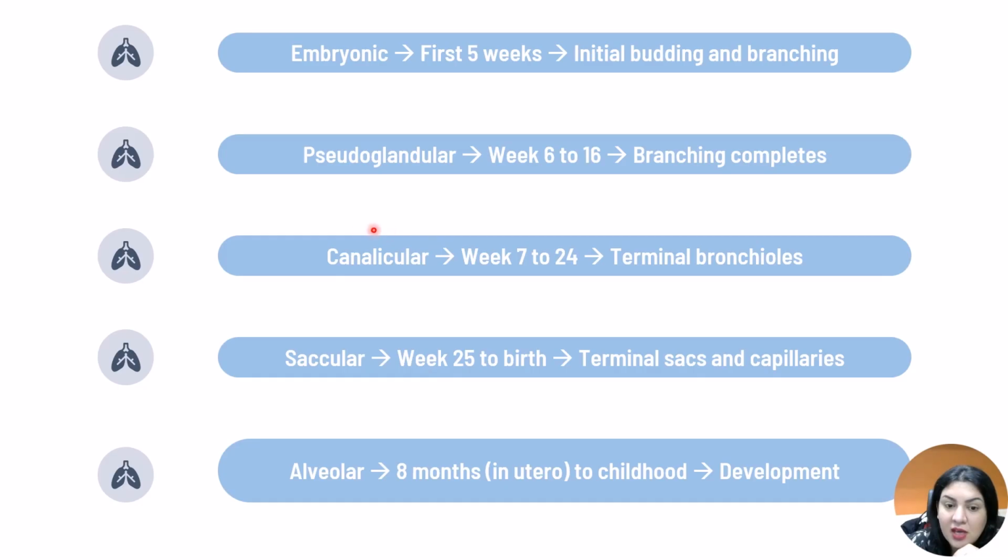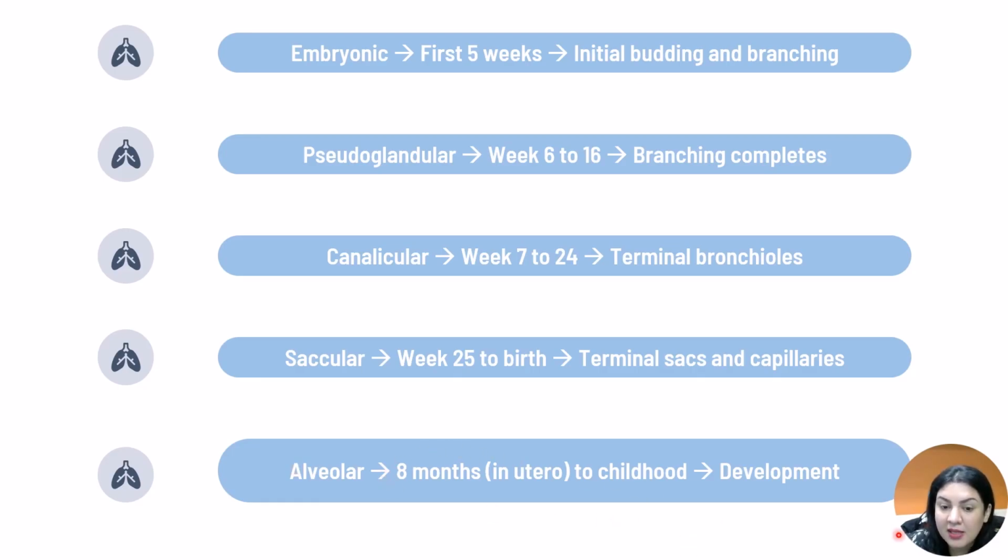Then by the time you get to the canalicular stage, that's when you start to form the terminal bronchioles, which again is also significant in the whole process of the development of the respiratory system. Now, the saccular stage is basically characterized by the development of these terminal sacs, as well as the establishment of some of the capillaries within the respiratory system. And then finally, you have the alveolar stage, which is happening all the way at the end.